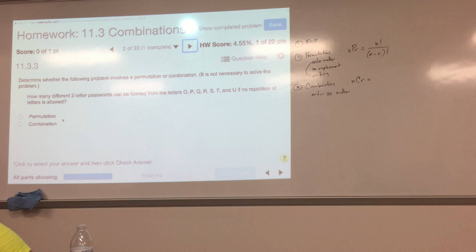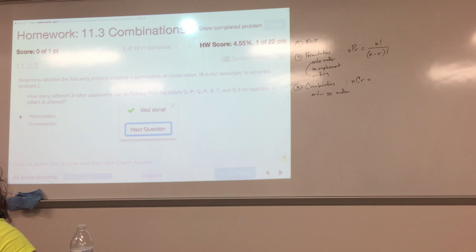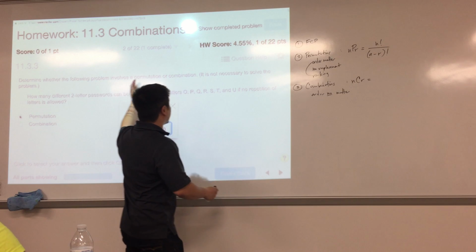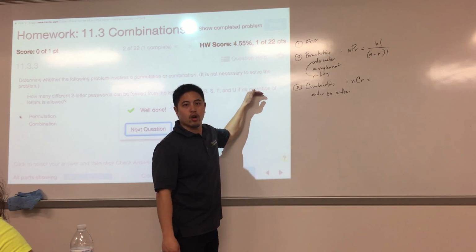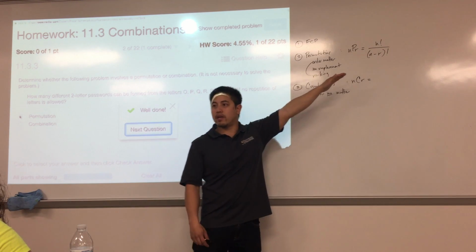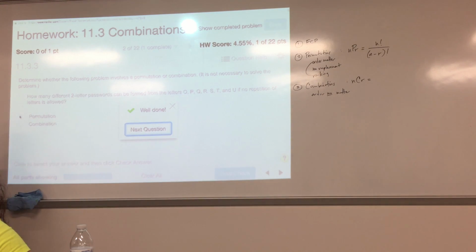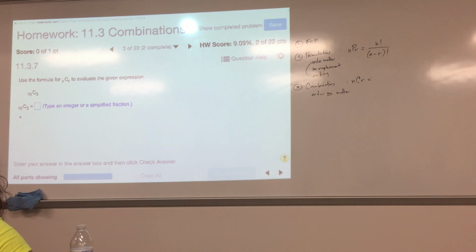Determine whether the following problem involves a permutation or a combination. How many different two-letter passwords can be formed from the letters O, P, Q, R, S, T, and U if no repetition of letters is allowed? Permutation. Key phrase: no repetition. Boom, right there, no repetition, you know you're dealing with an nPr. Does that make sense? Okay, very good.